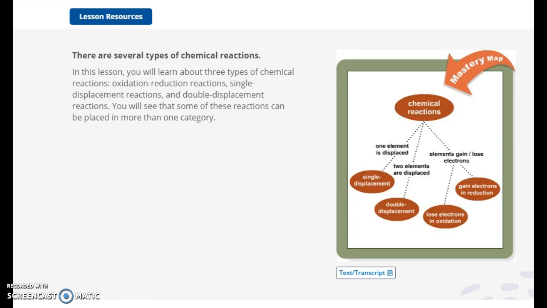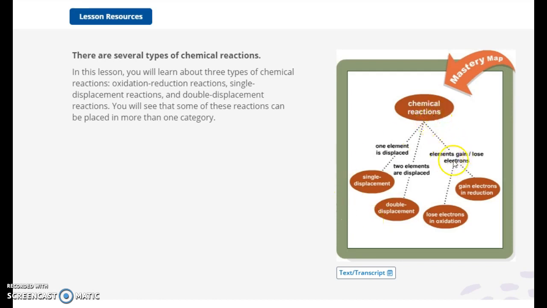This time we are going to talk about single displacement, which is when one element is displaced or they switch places. We have a double displacement where two elements are displaced or switch places. They're also sometimes called replacements instead of displacement. So single displacement is the same as single replacement. Double displacement, same thing as double replacement. It all depends on what textbook you're learning from.